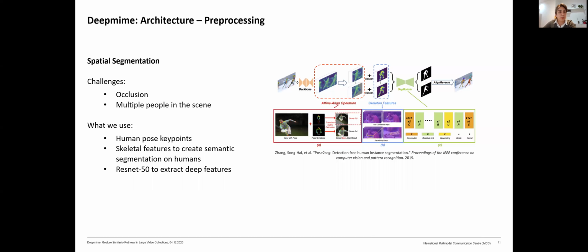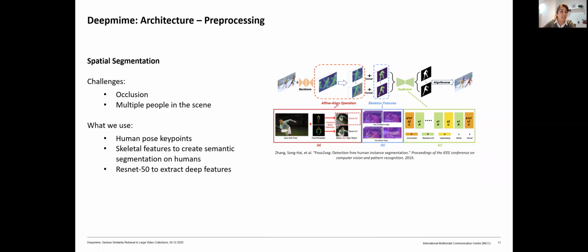In the spatial segmentation part of the pre-processing, there are normally two kinds of challenges. One of them is occlusion. This occlusion could happen because of an object being in front of the person, because of another person being in front of one other person, or because of the text which happens very often in the recordings of the newscape dataset that could basically occlude the gestures and the persons in the frame.